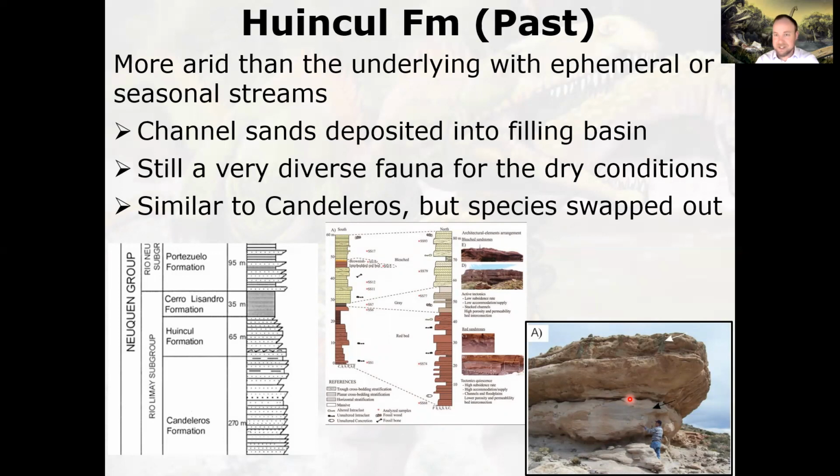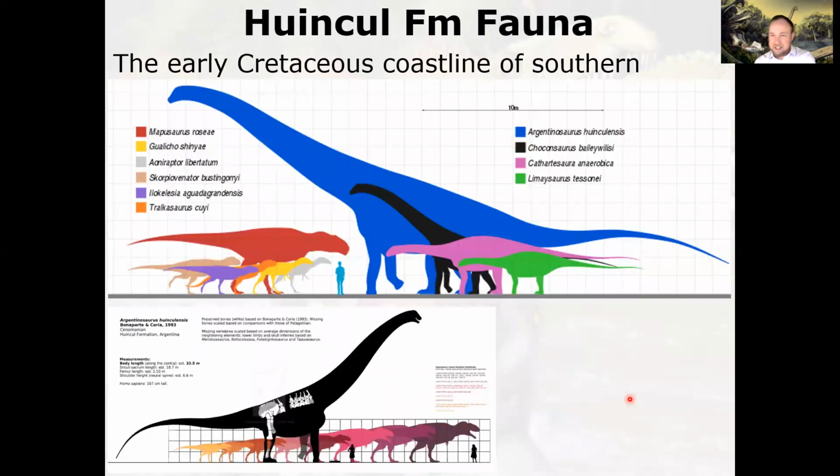So what were the dinosaurs like in this formation? Again, pretty similar to the Candeleros. They're not separated by very much time. Very much a sauropod-dominated fauna, but the players have changed. So instead of Andesaurus, we have the much larger Argentinosaurus. Again, Argentinosaurus is one of the candidates for largest land animal of all time.